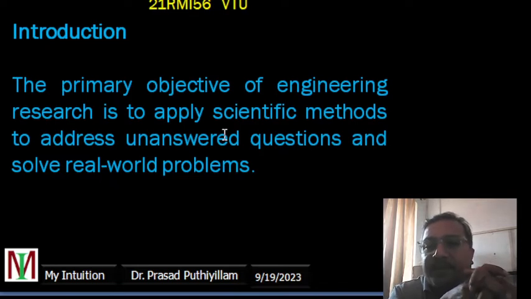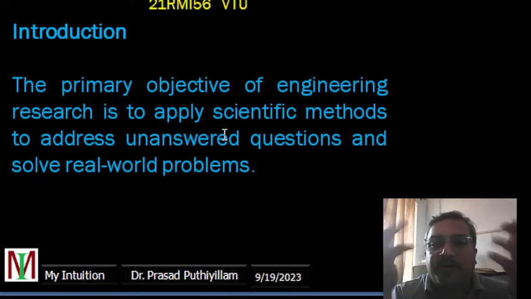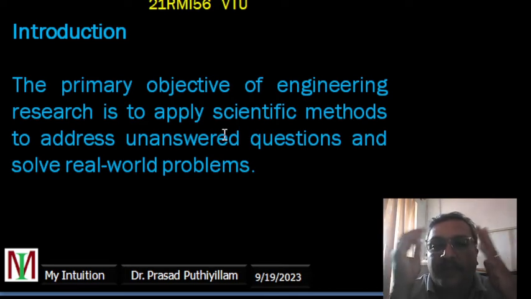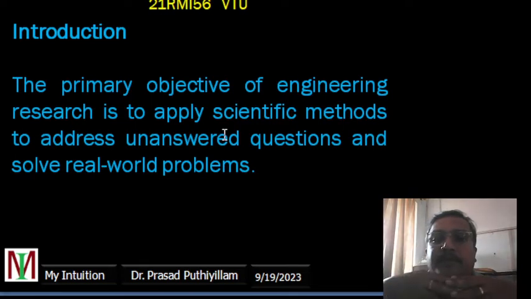Introduction. The primary objective of engineering research is to apply scientific methods to address unanswered questions and solve real world problems. So the main objective of research is to use the scientific method, the theoretical knowledge that we know, the methods that we have already seen or followed, to address a new problem, an unanswered question, or to solve a real world problem we are facing. We are seeing some issues in and around us. So being an engineering student, it is our duty to find a solution for that real world problem.